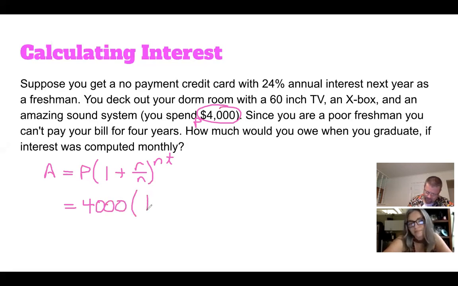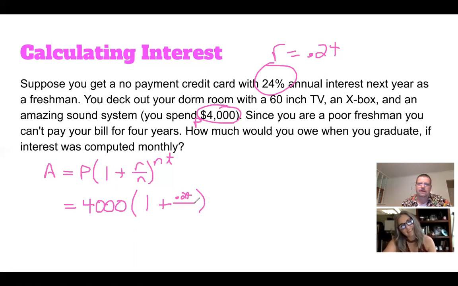And 1 is a number, so I'm just going to plug that in there. Now the next thing is R. R was the interest rate, right? And I can see that in the very first sentence right here. We just want to make sure we write that interest rate as a number, which would be 0.24. Do not put 24 in there or you're going to owe more than the United States government owes.